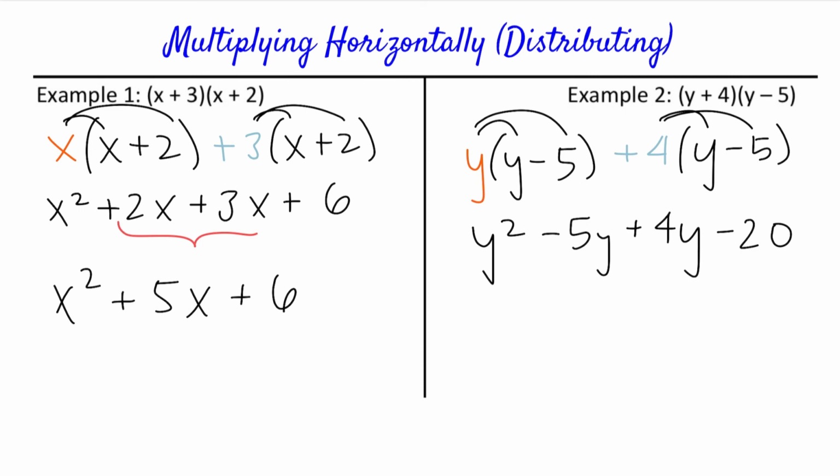And then again, just being sure to combine like terms. If I have negative 5y plus 4y, I'm going to get negative 1y, or just negative y. So my final answer would be y squared minus y minus 20.